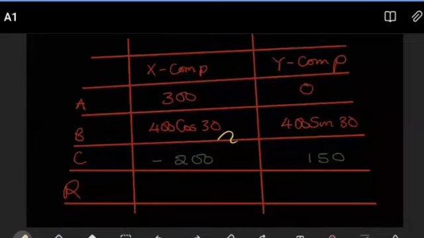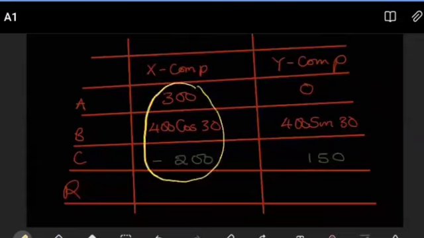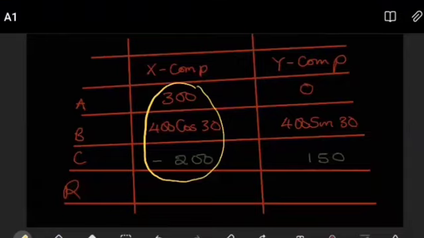So we are here. We have figured out the components. The remaining part, add these. What are you going to get? What's that? Okay, I was saying you'll get the result on the X component.